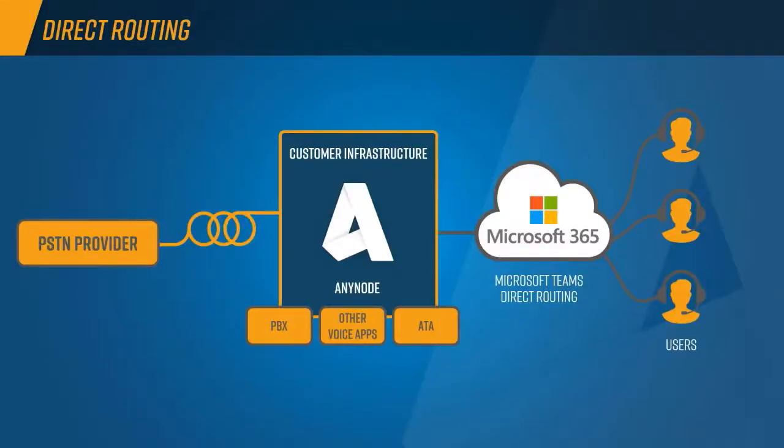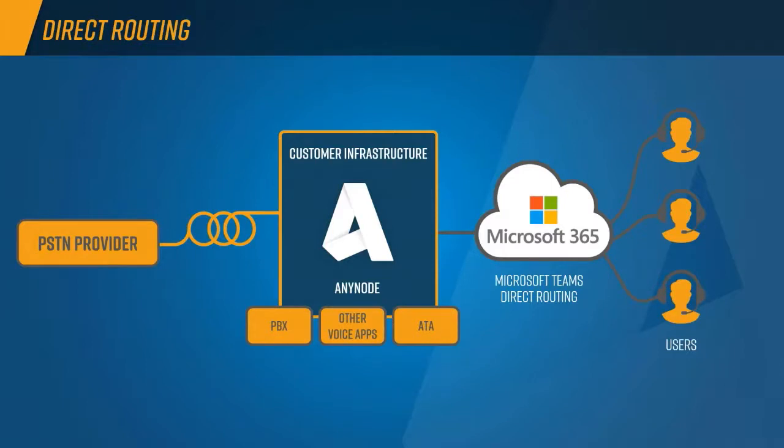Let's start with a short overview of Anynode's role in the Microsoft Teams ecosystem. To get a PSTN dial tone in Microsoft Teams, you have two options. Calling plans are licenses you buy from Microsoft. You get phone numbers from Microsoft and you assign these phone numbers to users. Very easy to use, a straightforward configuration. But the calling plans license is not available in many countries. And typically it's more expensive and less flexible.